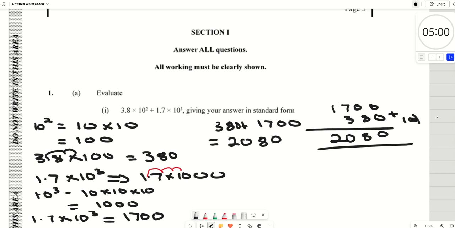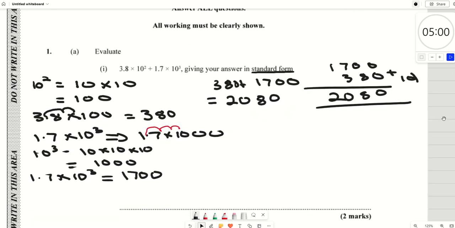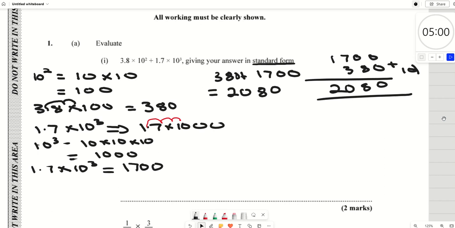Right? And they said give your final answer in standard form. Now, in standard form, the aim is to have one digit in front of your decimal point. So 2080. If there's no decimal point that we are seeing, the decimal point is at the end here. So you're going to shift it 1, 2, 3 to have only one digit in front of your decimal point.